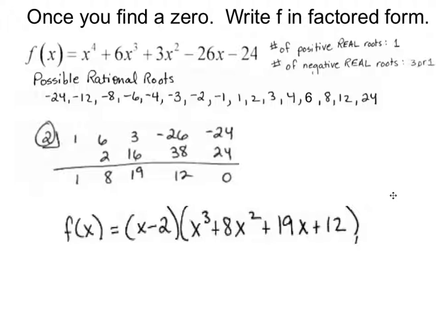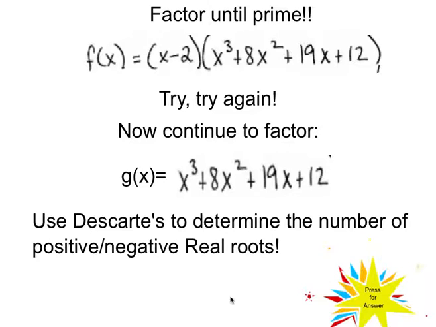Now, I always want to factor until prime, and I will try, if I can, to factor this part more using a traditional method because quite honestly, I hate the guess and check. But unfortunately for us, this does not factor by traditional methods. So I have to try again, and this time I'm going to factor just this part of my function. So I want you to, again, use Descartes' law of signs to determine the number of positive and negative roots. When you're ready for the answer, press play.